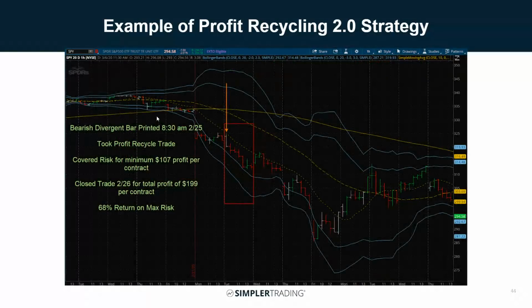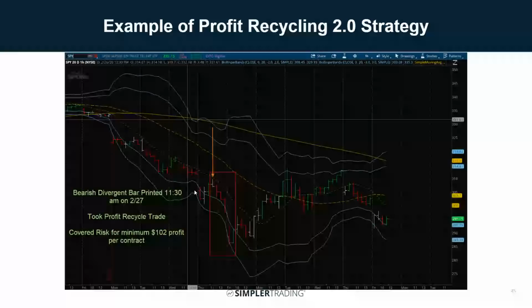So here's SPY, and I know I'm showing a lot of examples on SPY and SPX. It's usually my go-to on intraday trades, but it really can be used on any symbol. So here's SPY once again, printed right within that first hour, took a profit recycling 2.0 trade, covered the risk for a minimum $107 profit per contract. The next day, I closed out of the trade for an additional $199 profit per contract, locked that into my account. It was a 68% return on my max risk.